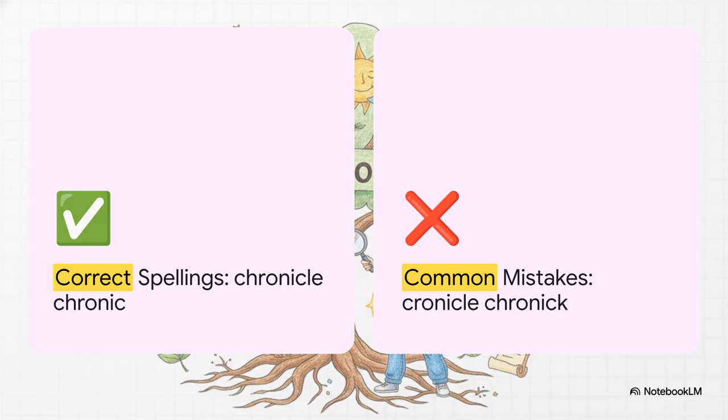Again, let's look at the common traps. Spellers frequently mess up the spelling of chronicle by dropping the H, giving us cronicle. Remember your Greek root. It needs the CH. And for the word chronic, meaning lasting for a long time, note that it only has one C at the very end. It's not spelled with a CK like the word sick.